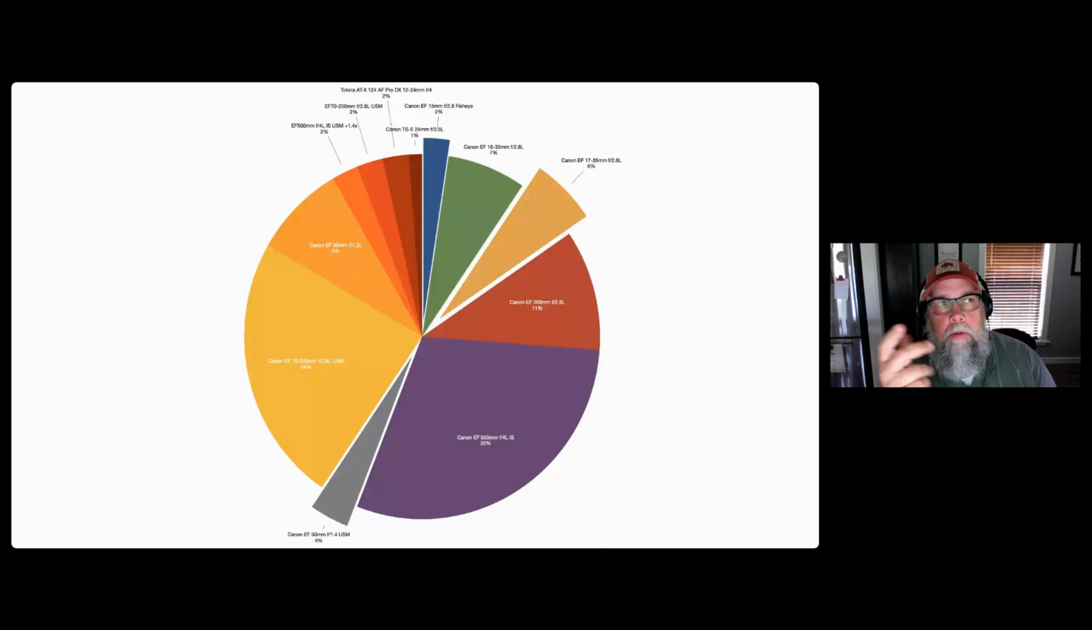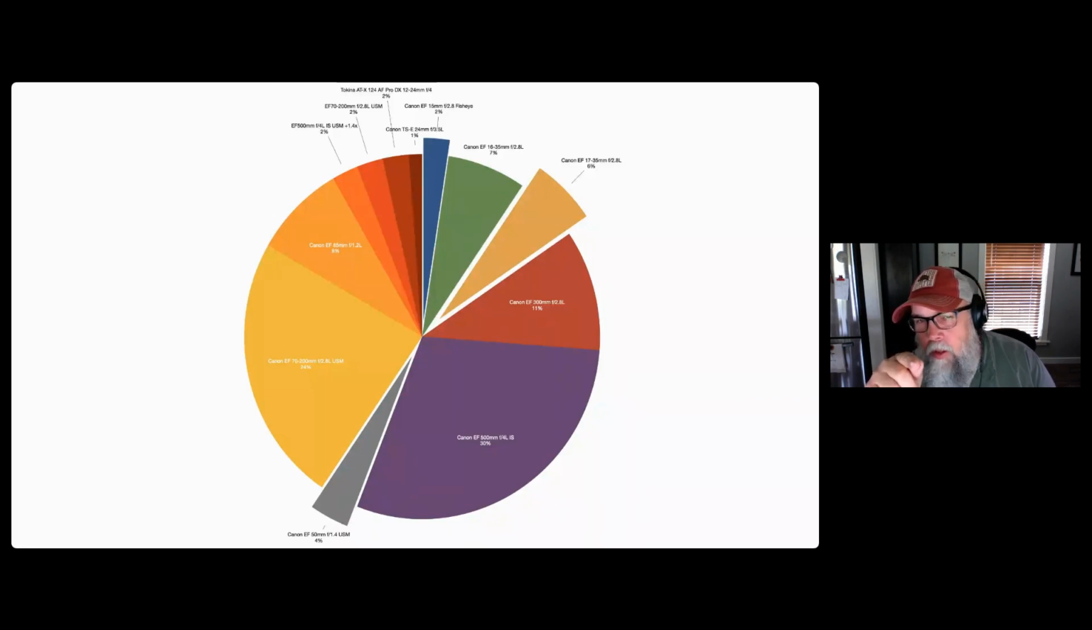So 8 plus 24 is 32, plus 30 is 62, plus 11 is 73%. 73% of the pictures I've taken in this group were all shot on some sort of telephoto lens. From 70 to 200 millimeter, 85 millimeter, 500 millimeter, or a 300 millimeter f2.8.